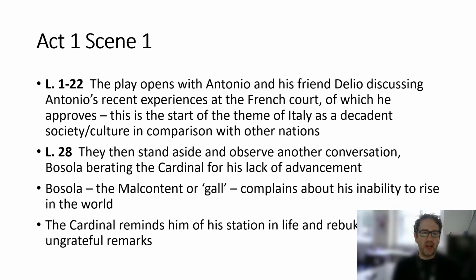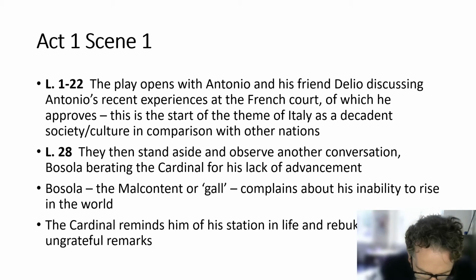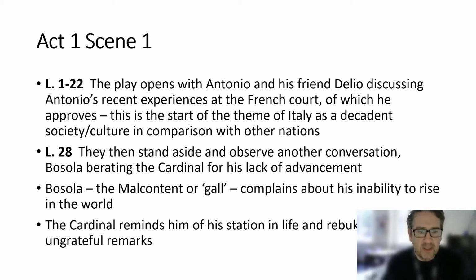The scene between Antonio and his good friend Delio is kind of like a Greek chorus. They comment on the characters as they come onto the scene. So the imagery of a well, a fountain, that if it's poisoned, then spreads poison throughout the court, is typical imagery that we might find in a tragedy.